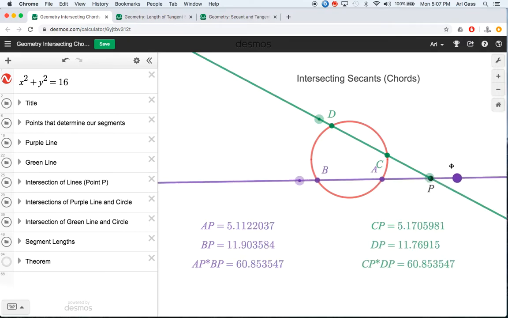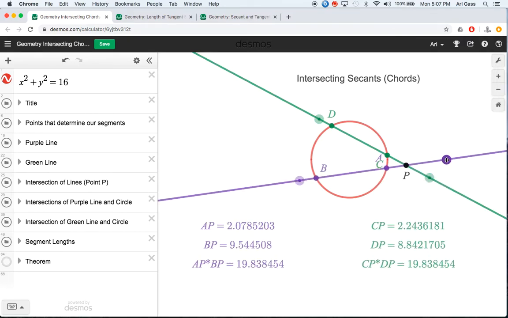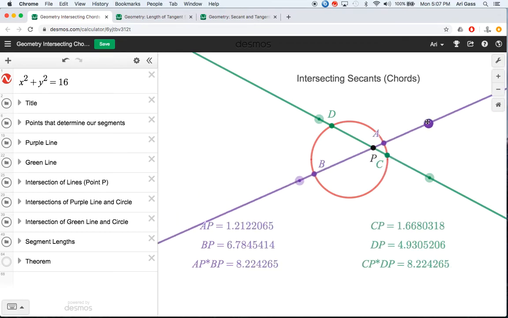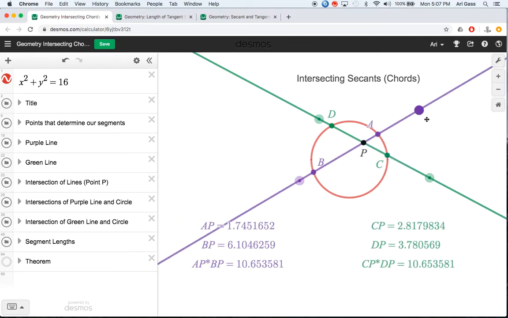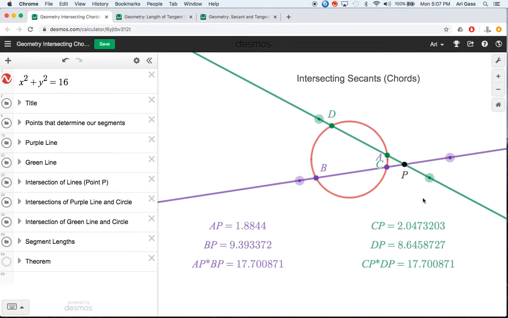So regardless of where these two secants intersect, whether they intersect inside the circle in the situation of a chord, or outside the circle in the situation of two true secants, the theorem still holds that AP times BP equals CP times DP. So that's the first situation we're going to look at.